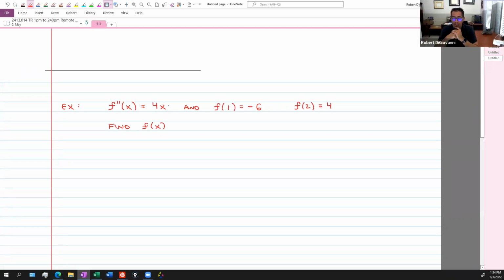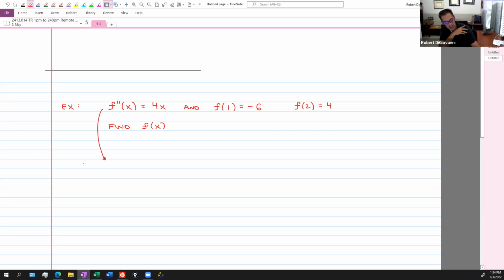What I gave you was information about the original function, and I gave you 2 pieces of information. So instead of giving you 1 point on the derivative and 1 point on the original function and asking you to go backwards, I'm not giving you any information about the first derivative, and I'm giving you 2 pieces of information about the original function. So let's work through it and see how we're going to get around this.